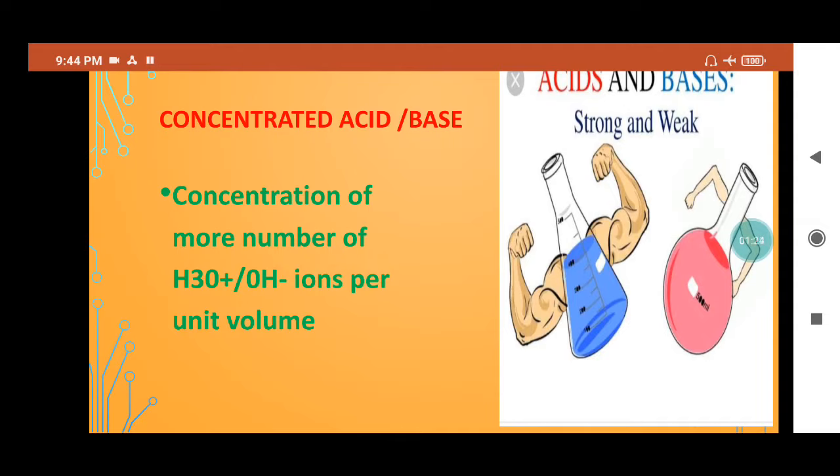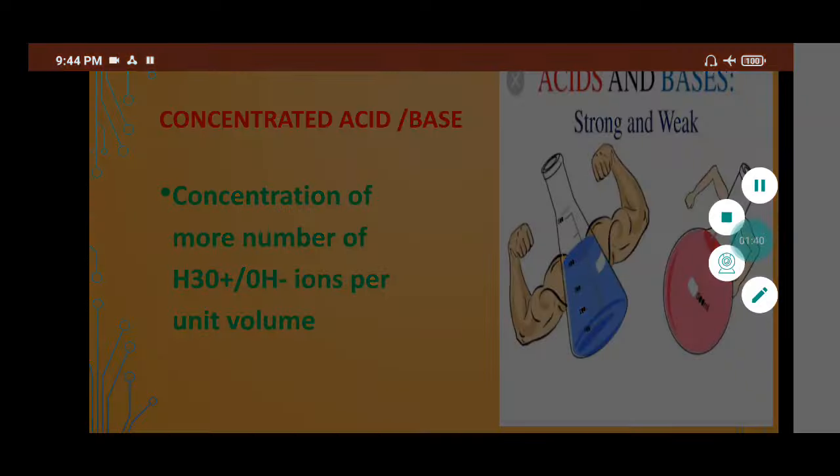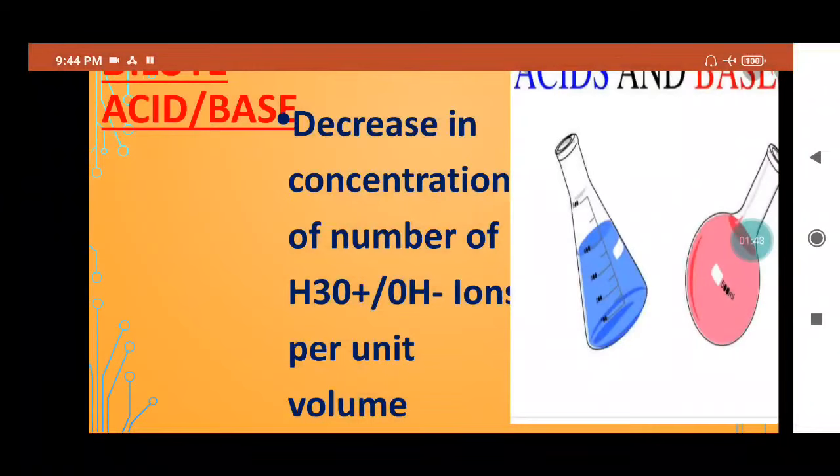Next, dilute acid or base. A decrease in the concentration, that is the number of H3O plus ions or OH minus ions per unit volume, is called a dilute acid or base.